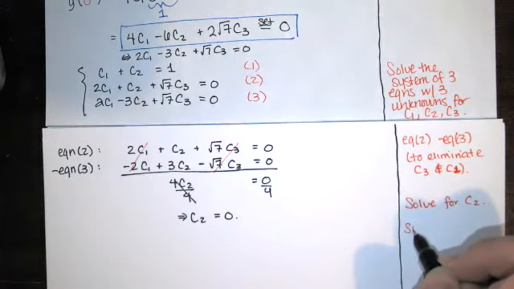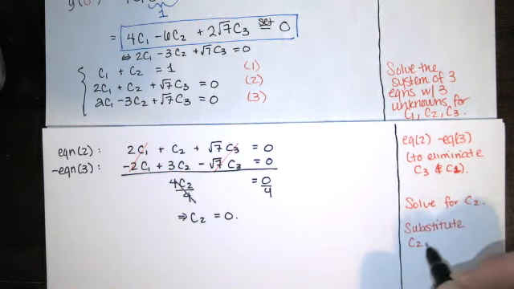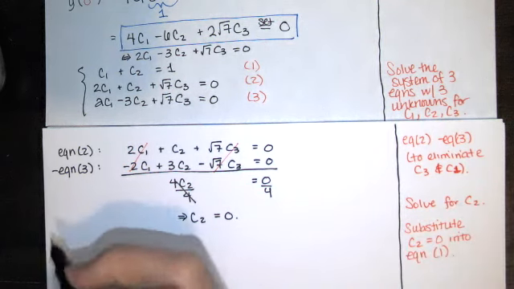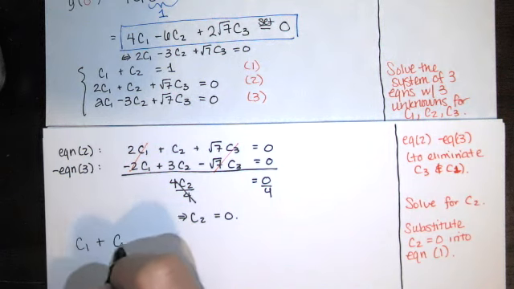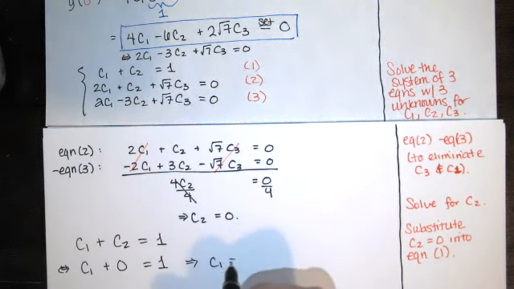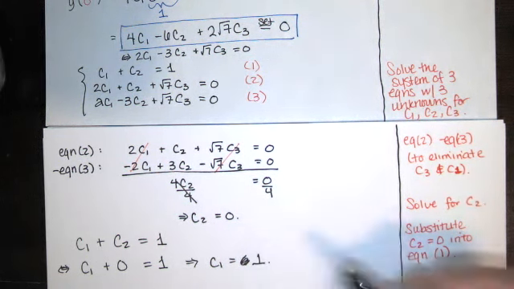So let's substitute C2 equals 0 into the first equation. So we've got C1 plus C2 equals 1. And we know that C2 is 0 now. So that means that C1 must be 1. Oops, I wrote 0. Must be 1.